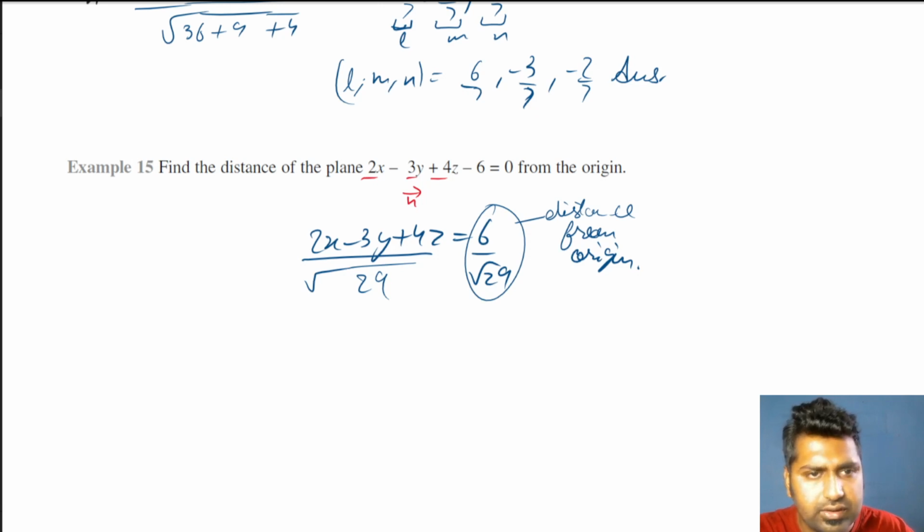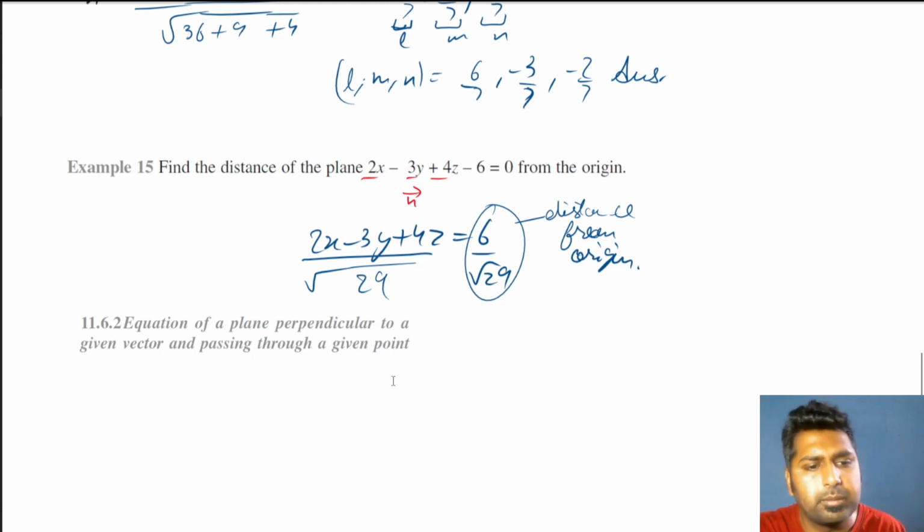Now there are certain other forms also. Let's look at the other forms. The next form is the equation of a plane perpendicular to a given vector passing through a given point. So this time a point is given and the vector perpendicular to the plane is also given. If perpendicular is given to a plane, that means it has given you the n vector.